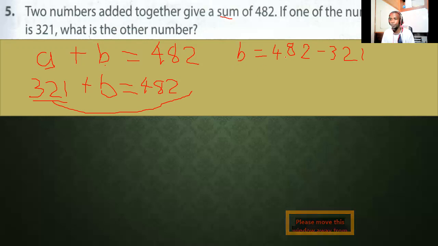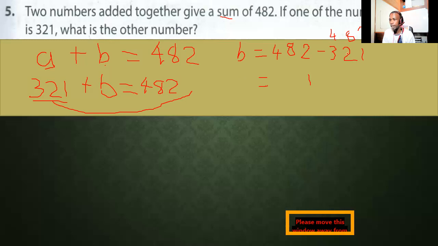So 482 minus 321, what did we get? Let me put them in column formatting. 482 here. 2 minus 1, it's 1.